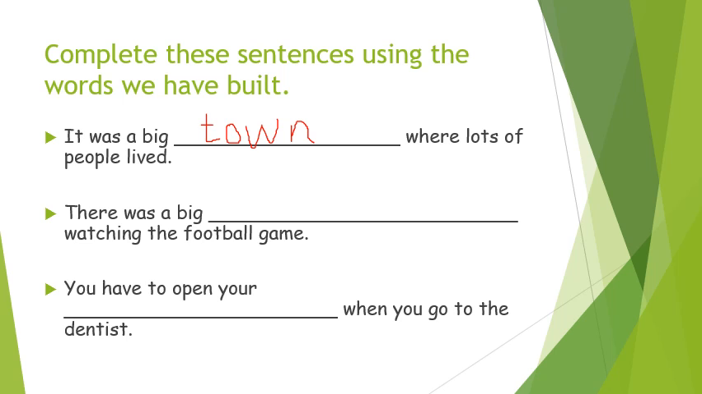There was a big blank watching the football game. Well, we've only got two words left, haven't we? You're right. I think it's going to be crowd. Let's see if I can write this D a little bit neater this time. Not that my C's gone that well. Crowd. And I'm going to underline that owl sound in each of those words just to remind me what the sound is that we're looking at today. And my last one, you have to open your blank when you go to the dentist. And that is going to be mouth. Mouth. Excellent. And once again, I'm just going to underline our owl sound.